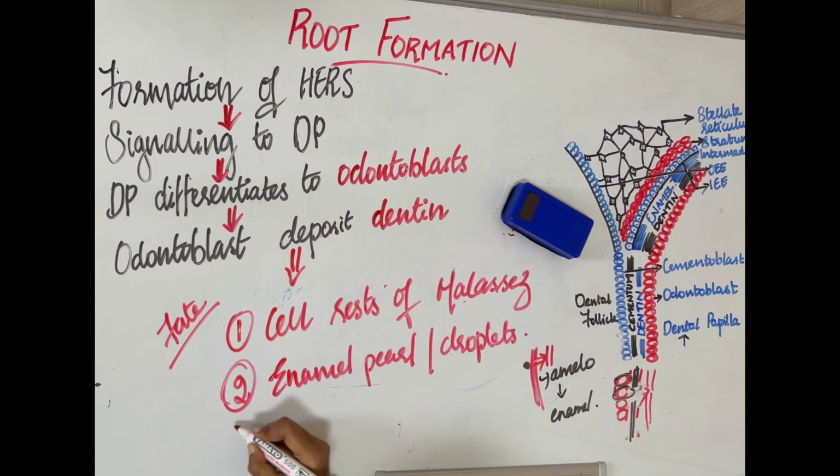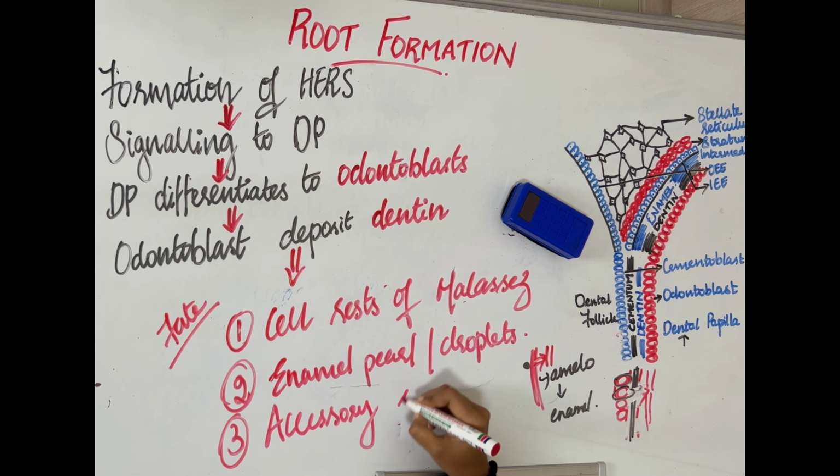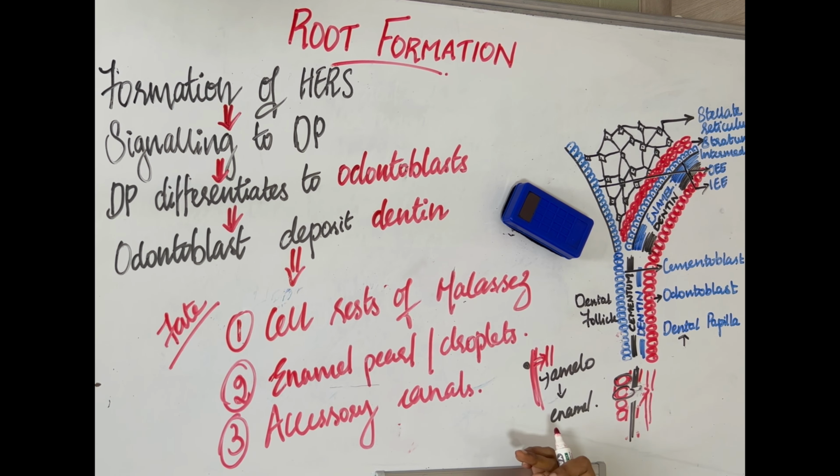Now we also know we have many accessory canals found in the root. So we will see how the accessory canals are formed. If Hertwig's epithelial root sheath undergoes degeneration before dentin formation, then there will be formation of accessory root canals. So these are the fates of Hertwig's epithelial root sheath.